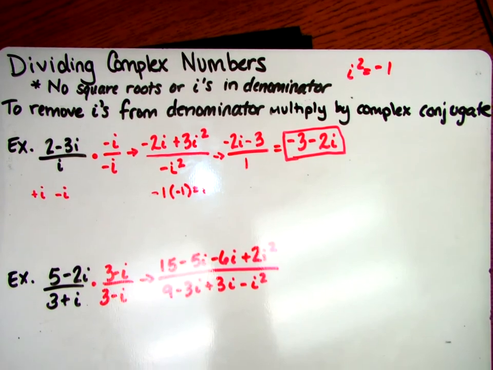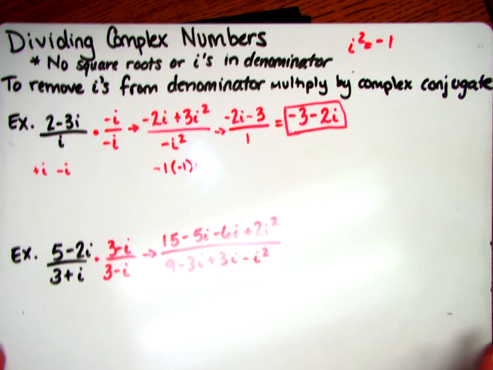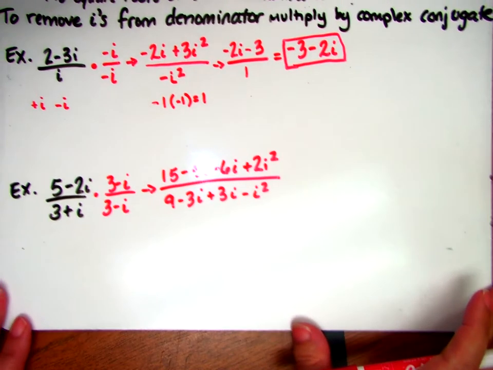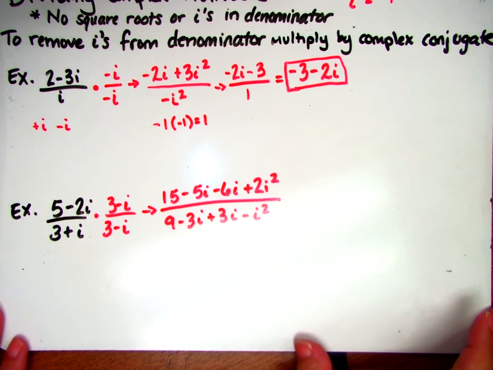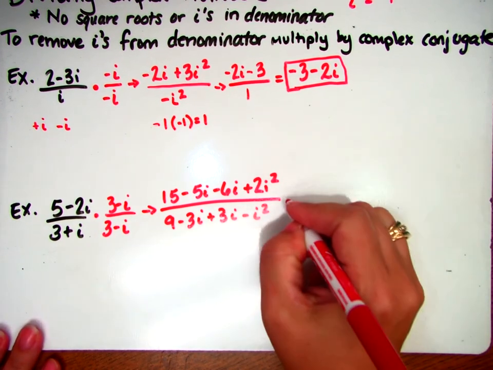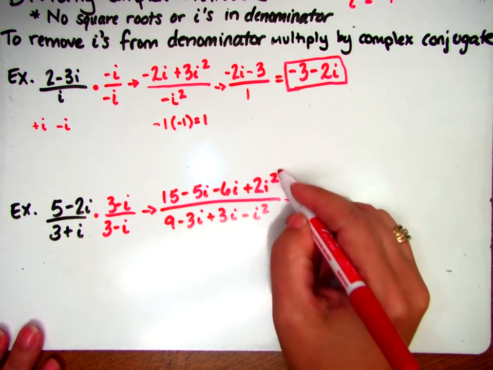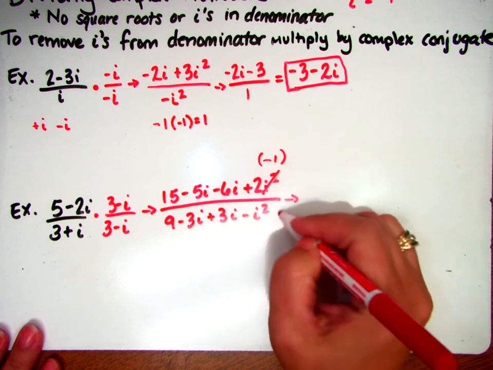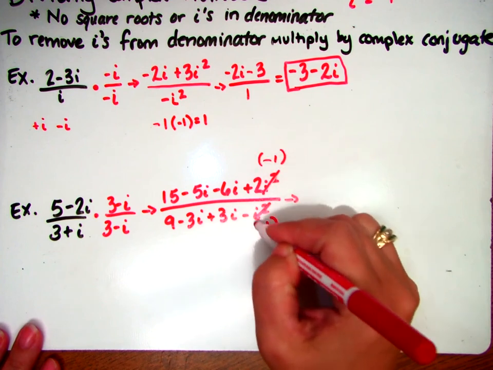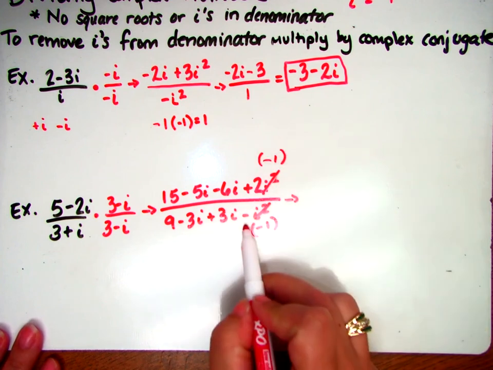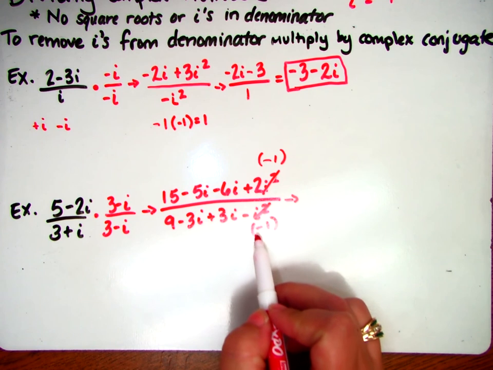Let me move that down to see if I can get that glare off of there. There we go. Now, these i squareds are actually going to become negative 1s. You have to be careful because that's still minus a negative 1.